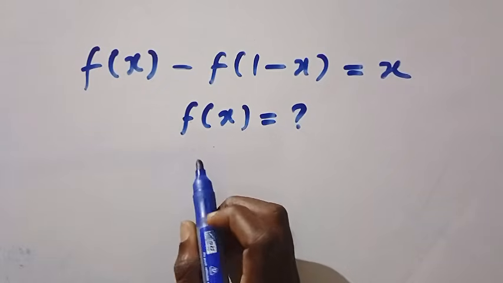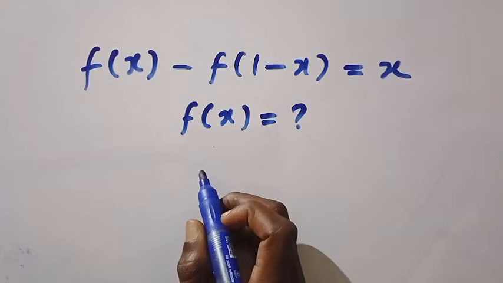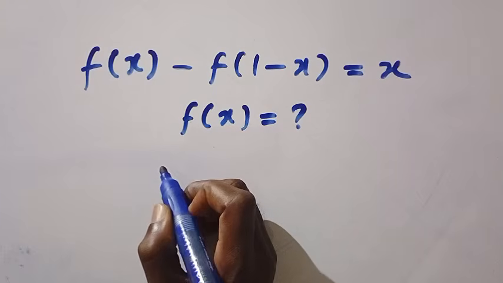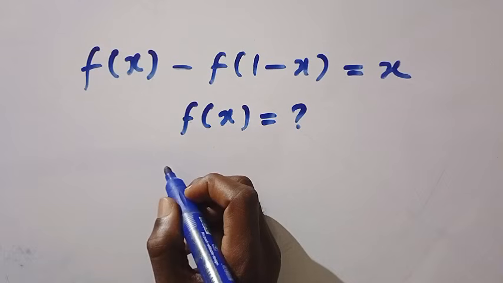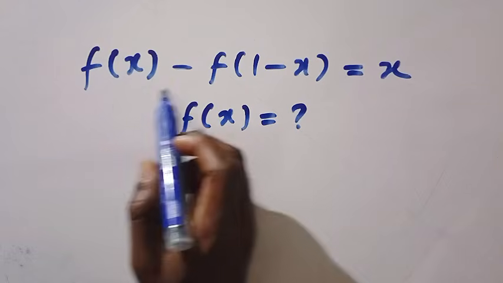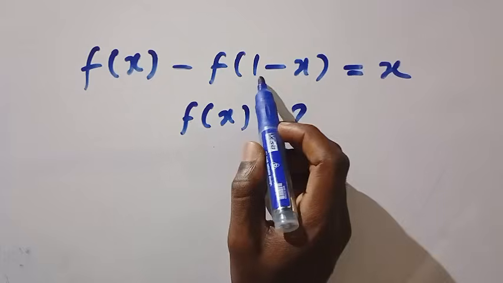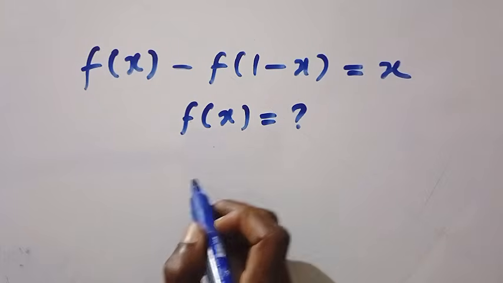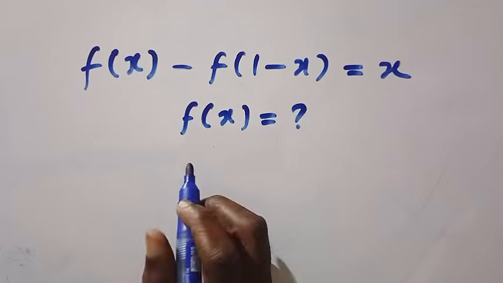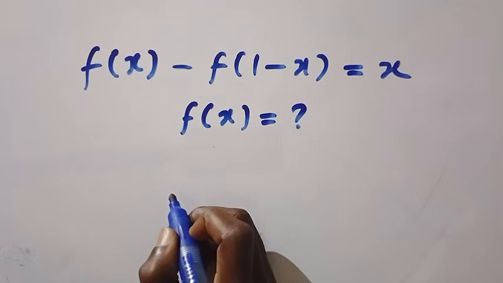This equation has just one solution, but before I solve this, you can pause this video and give it a try. We have f of x minus f of 1 minus x equals x. And what is f of x? There's just one particular solution that satisfies this.